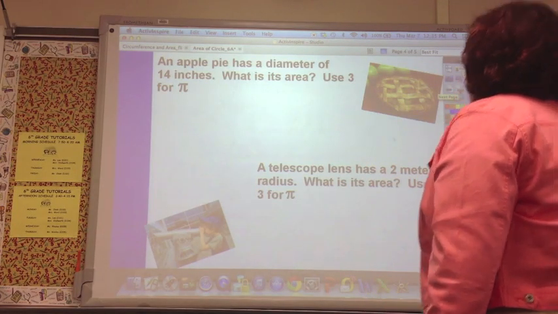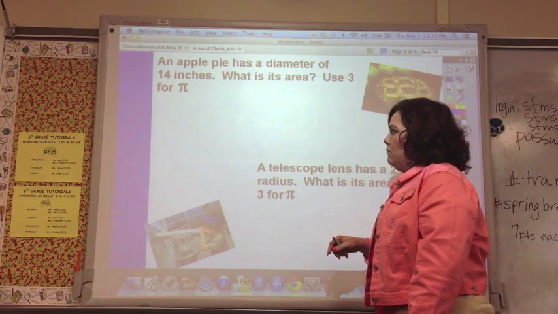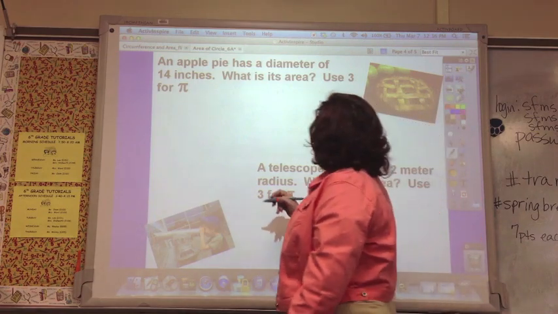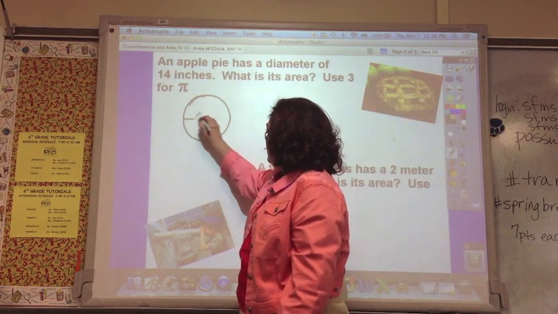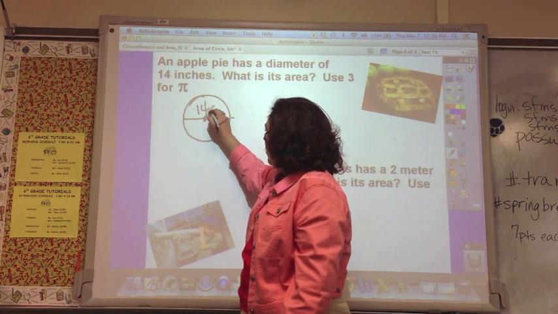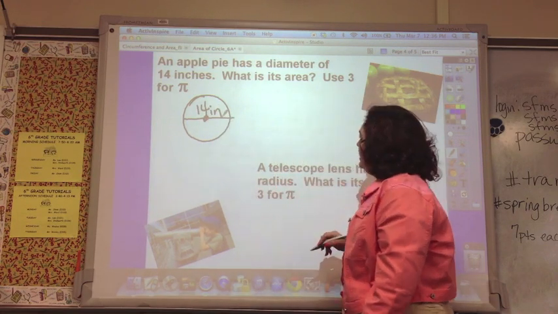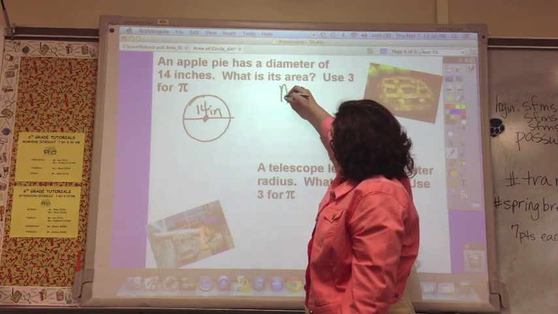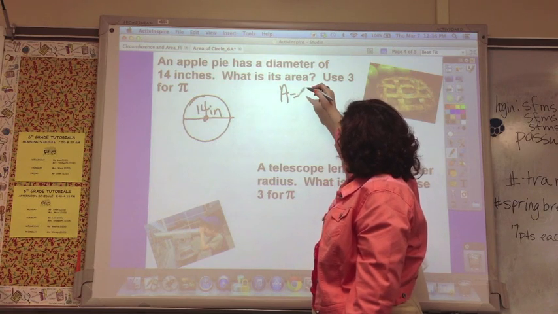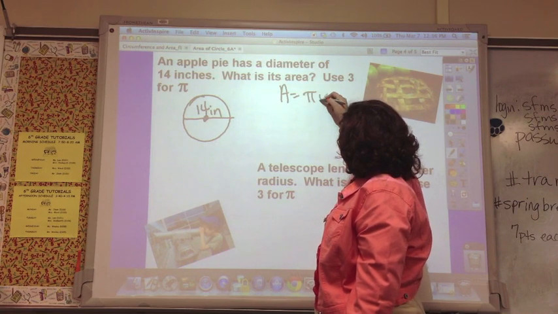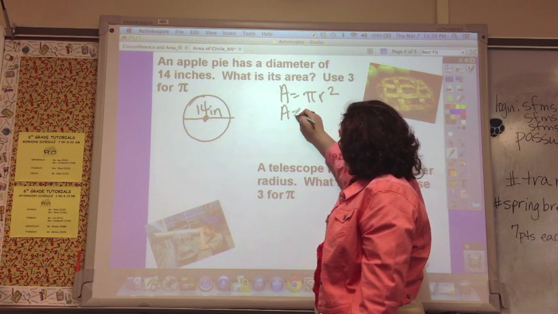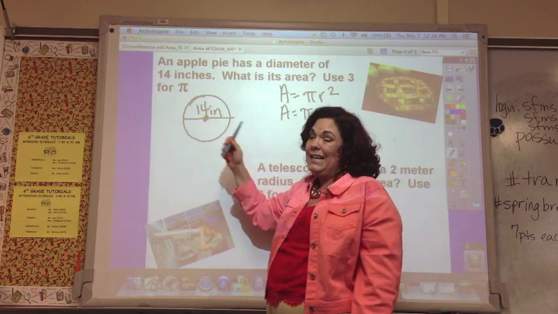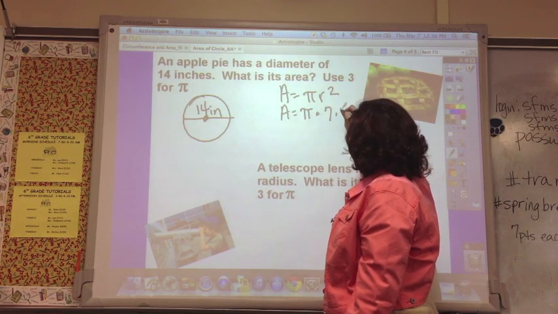It's important whenever you're looking at word problems that you draw the picture. And it says an apple pie has a diameter of 14 inches. So I'm going to draw my apple pie, and I'm going to say all the way across is 14 inches. What is the area? Use 3 for pi. So I want to find area, so I look on my formula sheet, and the area is A equals pi r squared. And so area equals pi times, now that's 14, that's the diameter, so I need half that. So 7, and then 7 again.